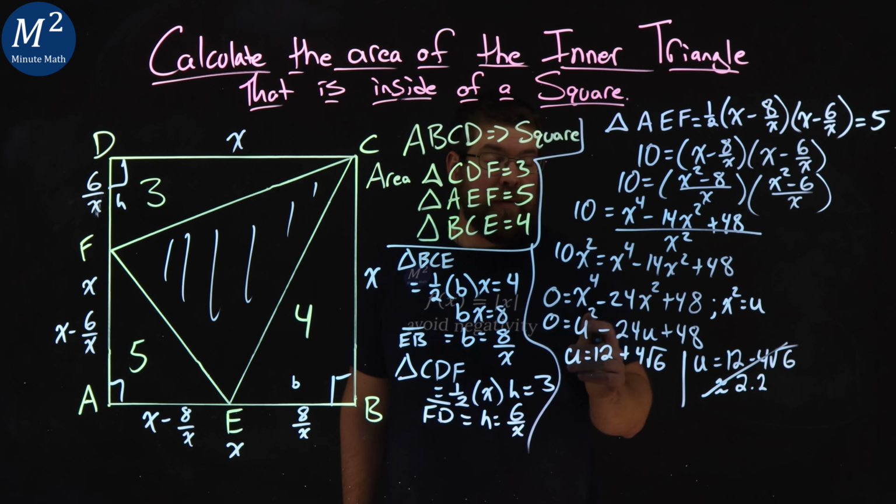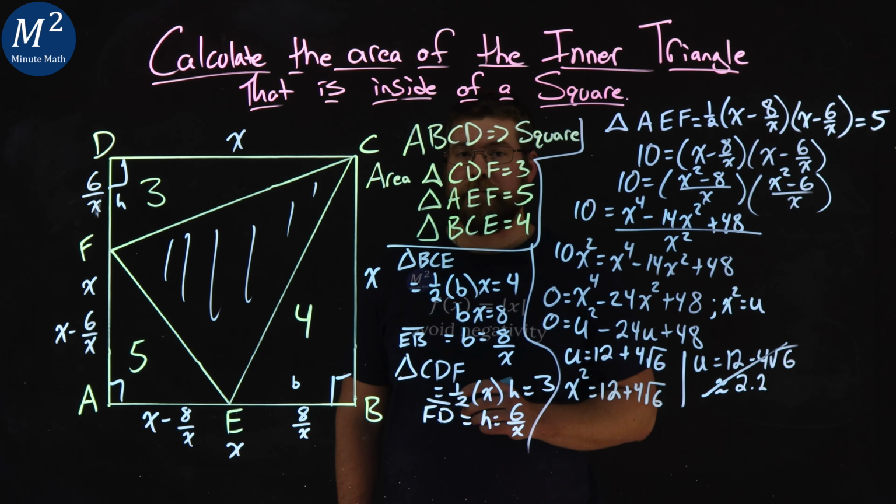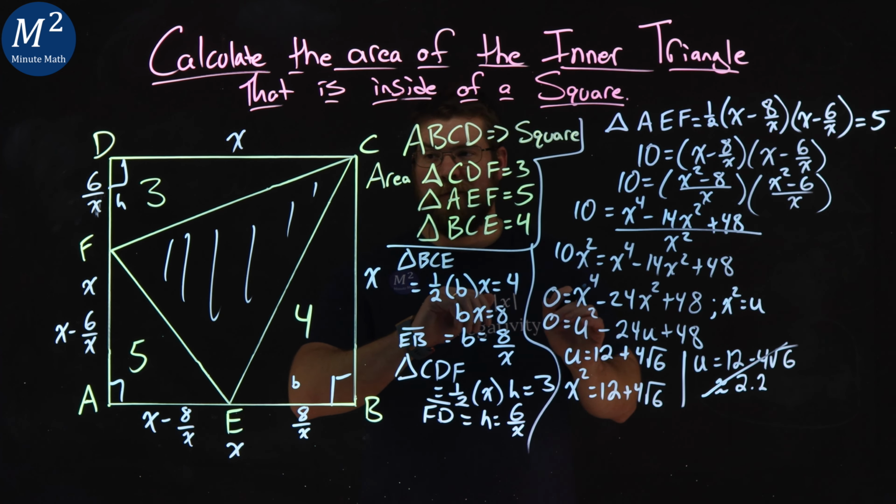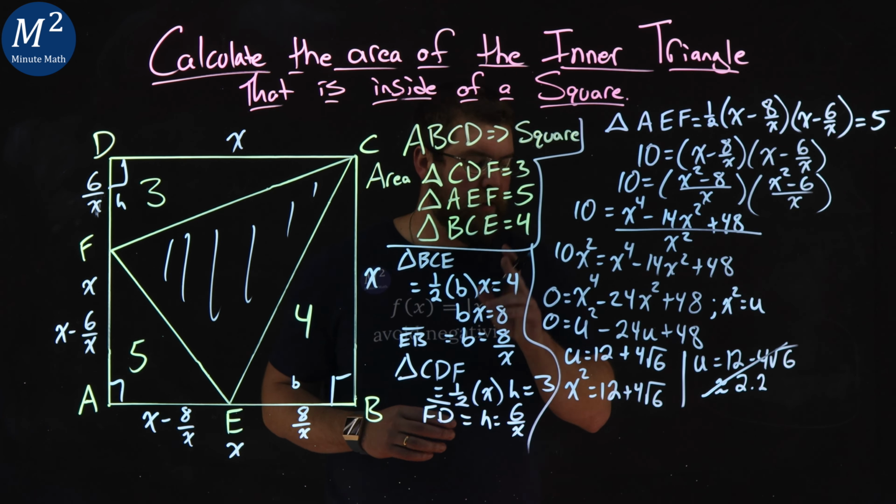So like I said, that's going to be equal to our x squared. So x squared is equal to 12 plus 4 square root of 6. All right, I'm going to go erase some work here so we have some more space, but we're almost done. Bear with me.